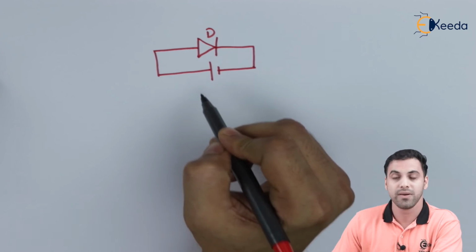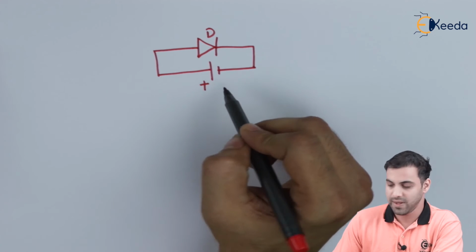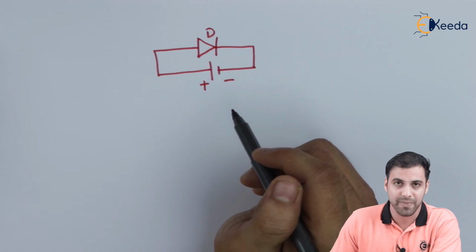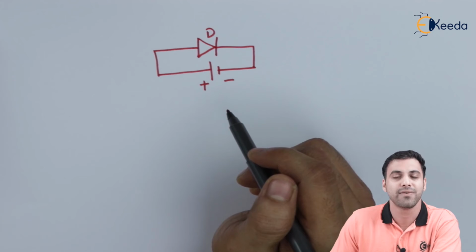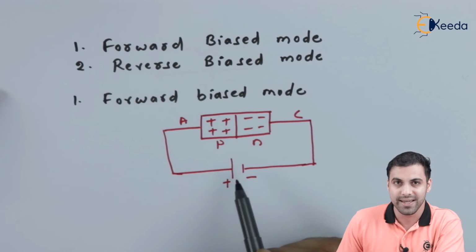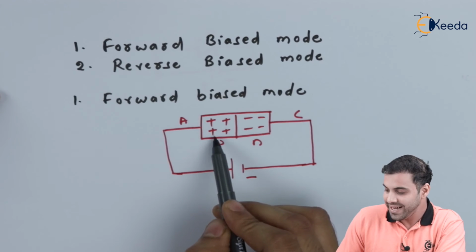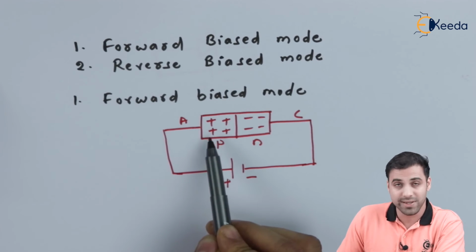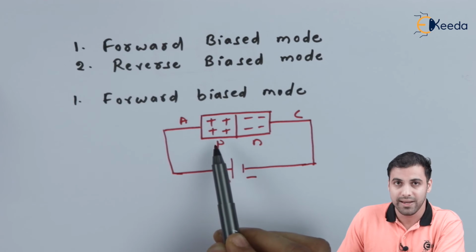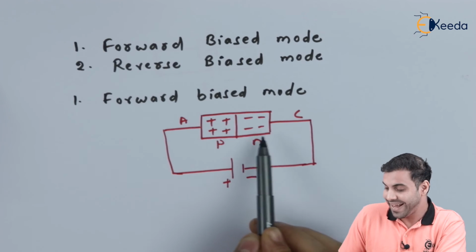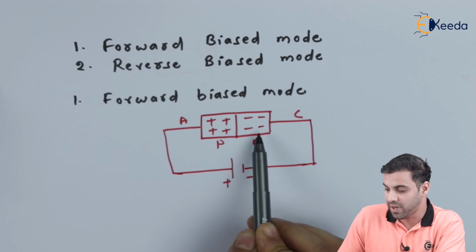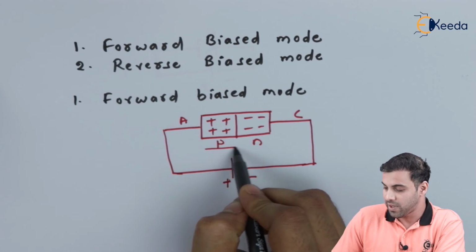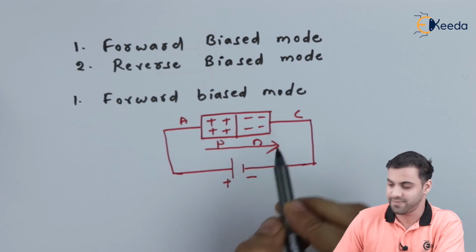So let D be the diode. This would be the positive terminal of the battery, and this would be the negative terminal of the battery. Now, friends, let's see what happens when a diode is connected with a battery in the forward biased mode. As you can see in this figure, when a P-type semiconductor is connected to the positive terminal of a battery, the number of holes in the P-type semiconductor increases, and in the same way, the number of electrons in the N-type semiconductor increases because it is connected to the negative terminal of the battery. Because of this, the current flows in the forward direction. Let I be the current.